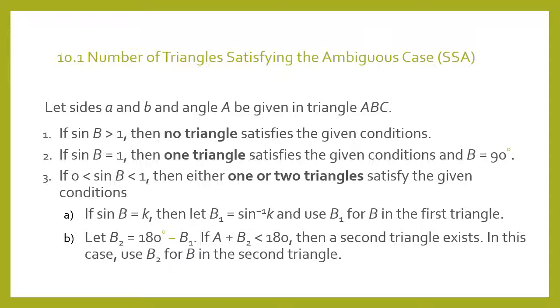Then you want to check to see, is there potentially a second triangle? So what you do is you take that angle B you found, and subtract it from 180. Then you add that result to angle A, the angle they gave you. If that's less than 180, then you do have a second triangle, and what you got when you subtracted from 180 is going to be the angle B in the second triangle. It makes a little more sense, it's a little easier when you actually do it. If you add them together and it's greater than 180, then you don't have a second triangle, and you just go ahead and do the one triangle.